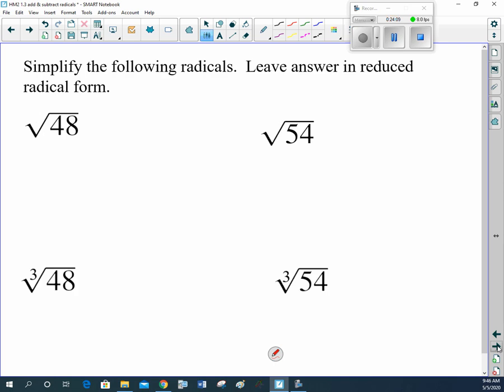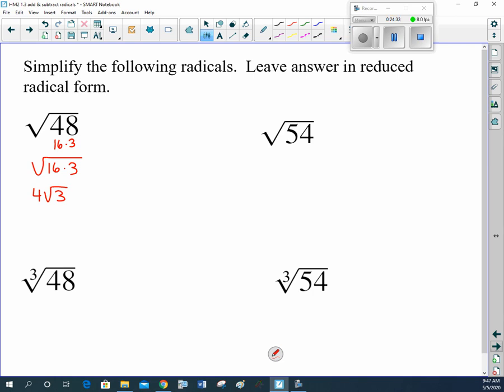Okay, this one says simplify the following radicals, leave answer in reduced radical form. So this would be something where in class I would just let you work on this. We'll go ahead and just quickly write the answers here. Lots of things multiply to give us 48. I'm going to do 16 times 3. So you've got square root of 16, which is 4, so that's 4 root 3.